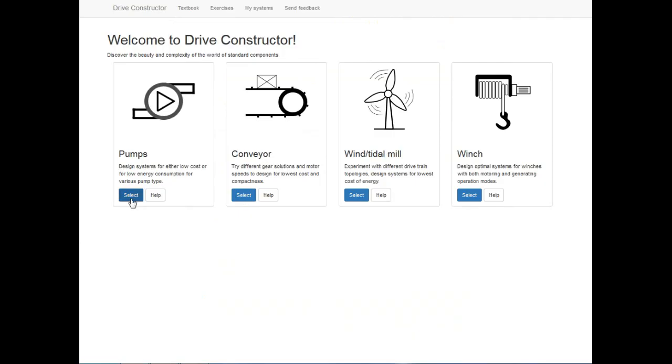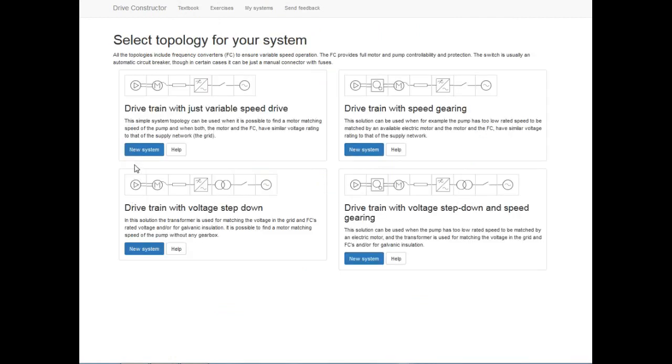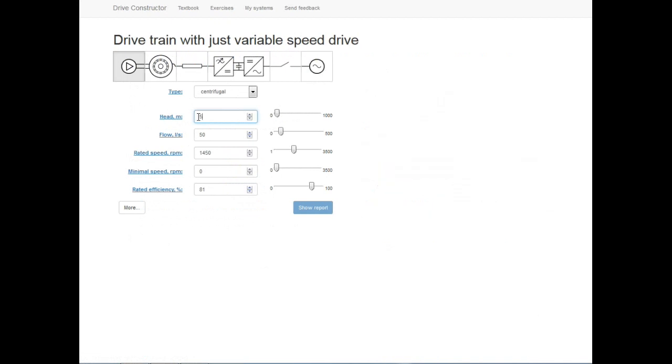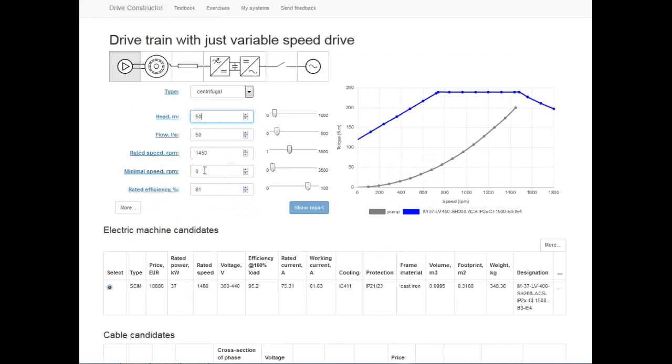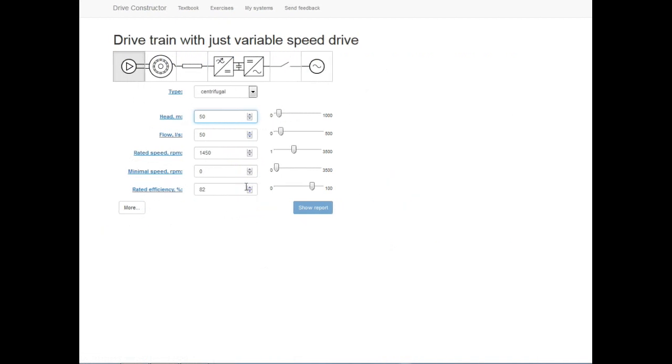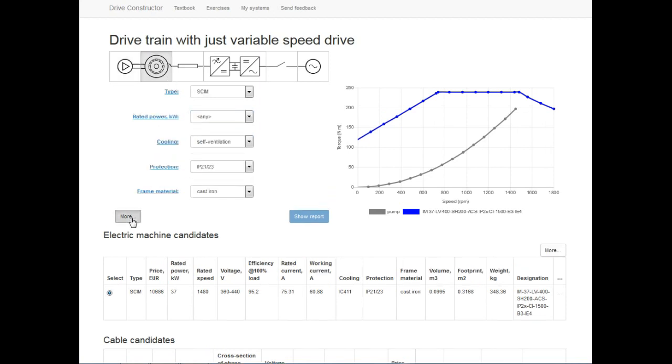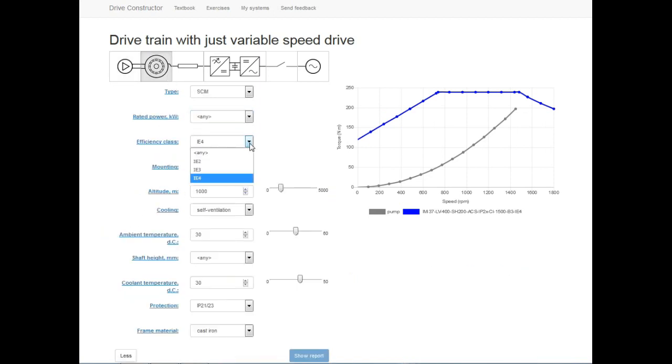So now we will play the video showing how to set up parameters and make the calculations in DriveConstructor. These manipulations are quite straightforward, and I think it will not be needed to comment on them. So we will do it on mute.